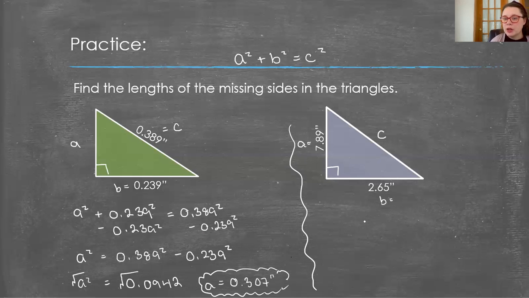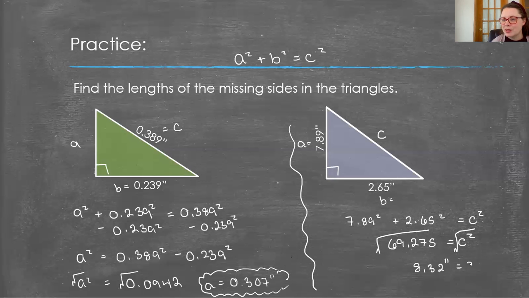So to solve this one, a squared plus b squared equals c squared. 7.89 squared plus 2.65 squared equals c squared. Add these two together. 69.275 equals c squared. Now you're going to take your square root. Square root both sides. Okay, and you will find you get 8.32 inches equals c. There's your final answer.